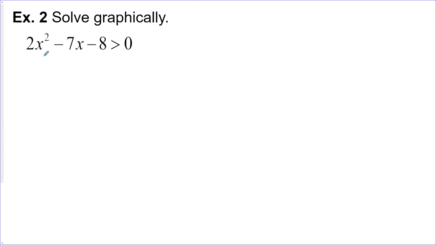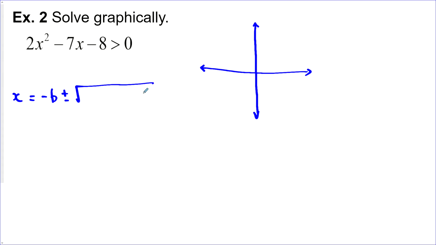Example 2, we want to solve this one graphically as well. We've got 2x squared minus 7x minus 8 is greater than 0 this time. So we want to graph this. It doesn't look like we can factor this very easily. So maybe we could use the quadratic formula. And that would be x is equal to negative b plus or minus the square root of b squared minus 4ac, all over 2a.